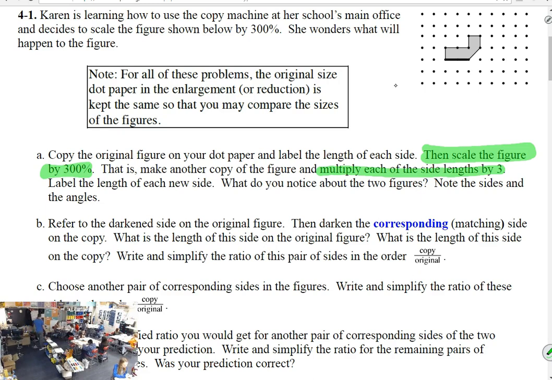By now, we should have the original shape down on our paper. If not, that says something about the pace that you're working at. When we enlarge by a percentage, we look at the decimal value of that percent. So 300 percent divided by 100 gives us 3. And that means we multiply each length by 3. Then make sure we label all of our sides that we can.